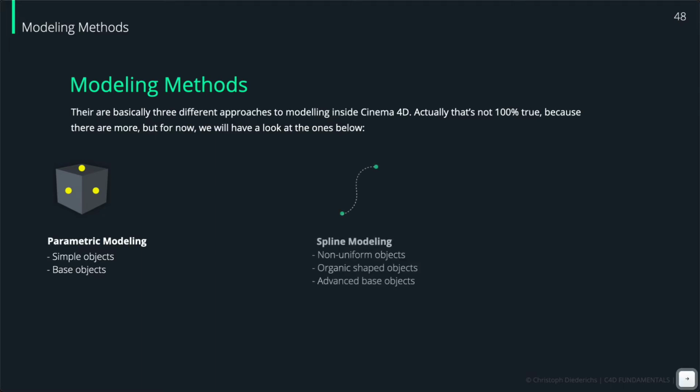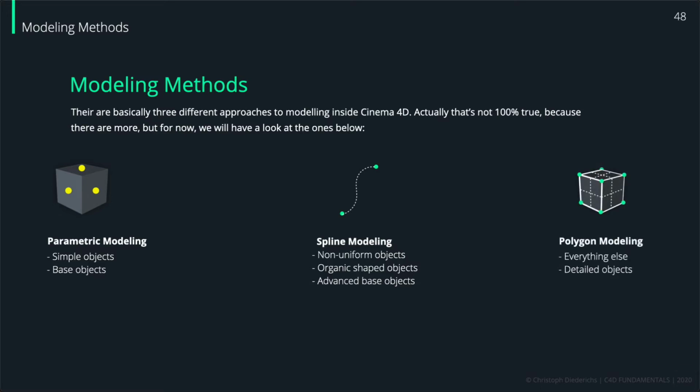There are other modeling methods which we will also cover in this course, but we will tackle that in another lecture. For example, there's also spline modeling, which is basically a way to create more non-uniform or organic shaped objects. You can think of it as a bit like a parametric object, a base object, but an advanced version of it. But we'll talk about that later.